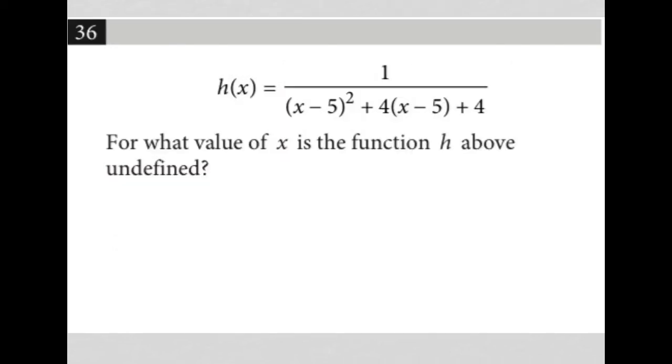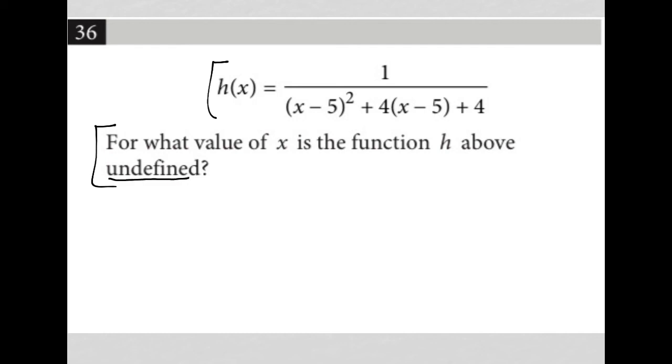And the last question from test 1 that utilizes this strategy, simplification. Again, for the very last time, this is a very short question. We see technically an equation, but we can look at it as an expression. For what value of x is the function h above undefined?